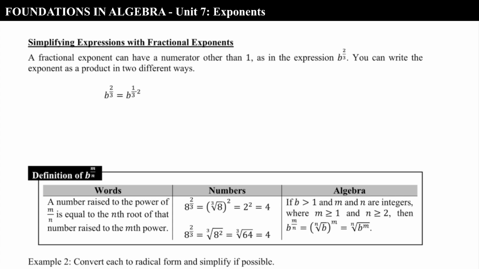Well, b to the 1/3 squared is what we end up with here, because when you're multiplying exponents, you're taking a power to a power. b to the 1/3 is the cube root of b. So you could do the cube root of b quantity squared.